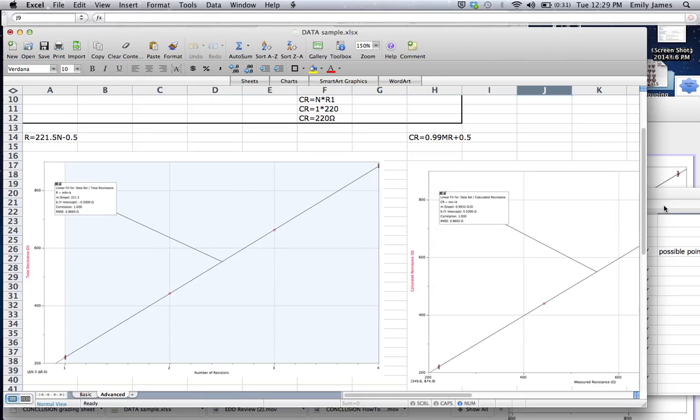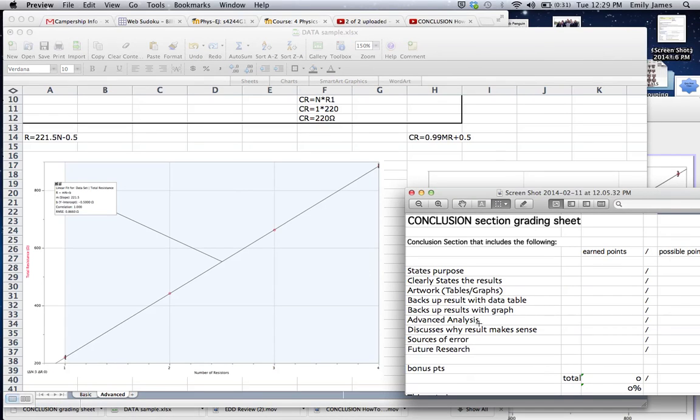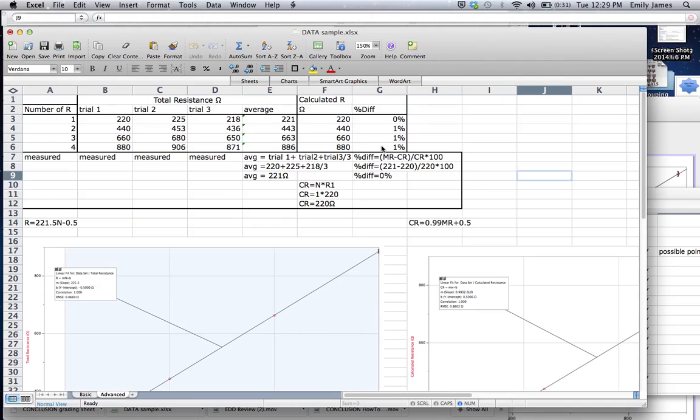Then I'm going to look and try to find advanced analysis. So advanced analysis typically means, let's go back to the data table. If we have percent differences, let's discuss what the percent differences show. And can we analyze the equation of the graph? So for this lab, I would say we found that the way to calculate the total resistance was multiplying the number of resistors by the resistance of the first resistor. And this was a very successful formula.